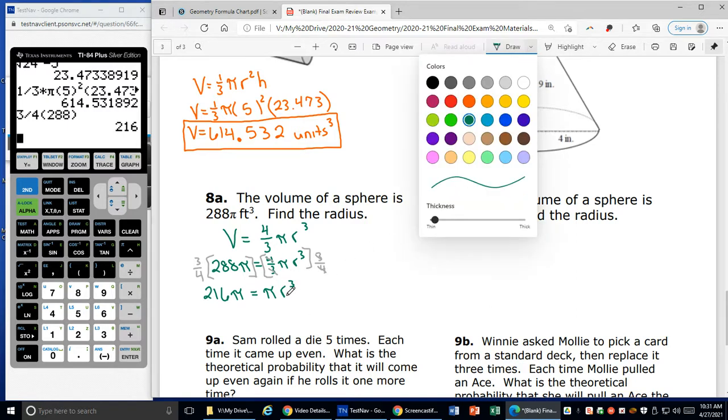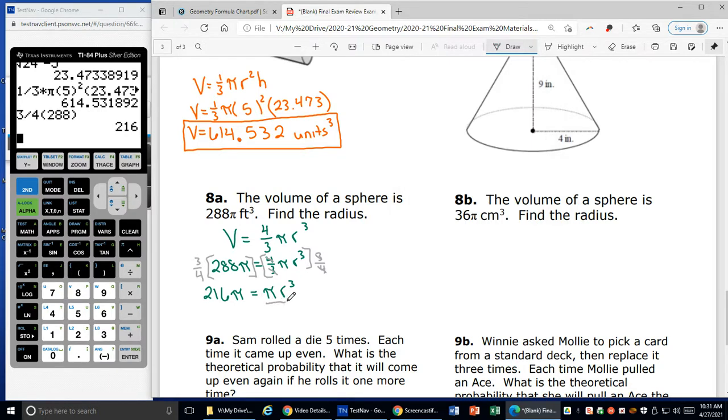So then I need to get this r cubed by itself. It's being multiplied by pi, so I'm going to divide both sides by pi, which is great because both sides already have a pi in them, so they're both going to cancel out. And I'm just going to have 216 equals r cubed. I'm going to write this over here. 216 equals r cubed. Okay, now to uncube something, it's similar to when we unsquare something. When we unsquare something, we square root it. To uncube it, we are going to cube root it. So I need to cube root my 216.